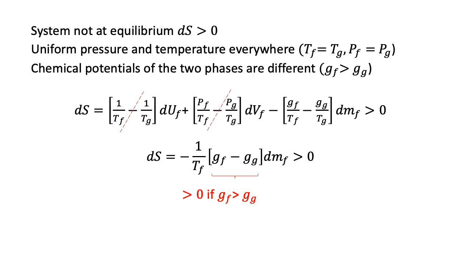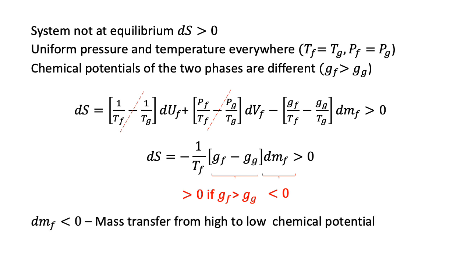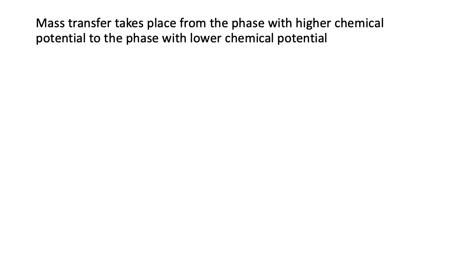If Gf is greater than Gg, then this term in brackets, Gf minus Gg, is greater than 0. For this inequality to be satisfied, dMf must then be less than 0. The physical meaning of dMf less than 0 is that we are getting mass transfer from the phase f, which has the high chemical potential, to the phase g, which has the low chemical potential. Mass transfer takes place from the phase with higher chemical potential to the phase with lower chemical potential.